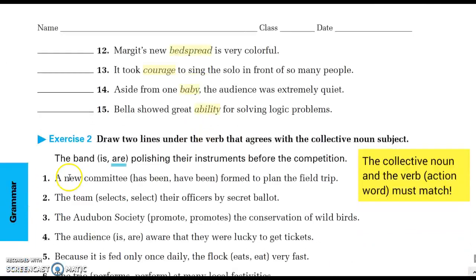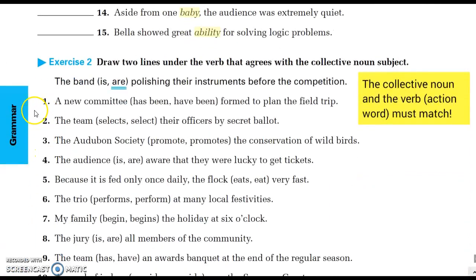Let's take a look at exercise 2. Exercise 2 says, draw 2 lines under the verb that agrees with the collective noun or subject. So that means that the verb or action word must match the collective noun. So if it's plural or singular, I'm going to need to choose a different verb.